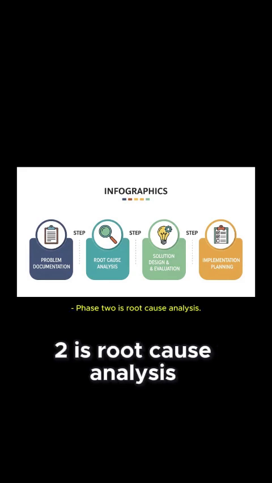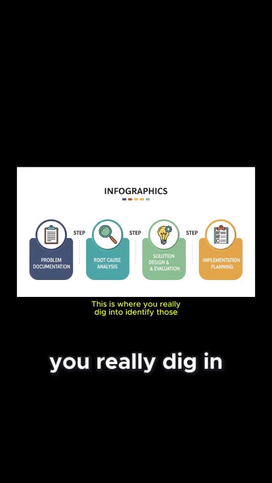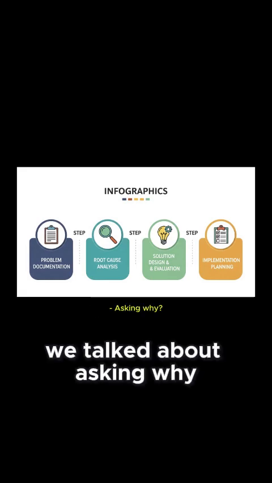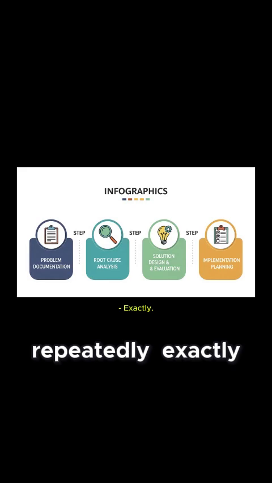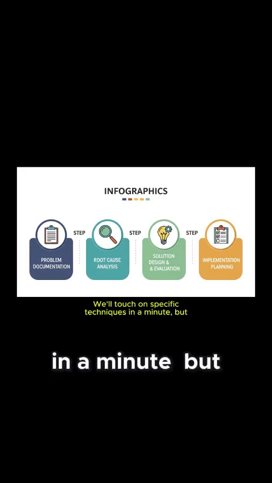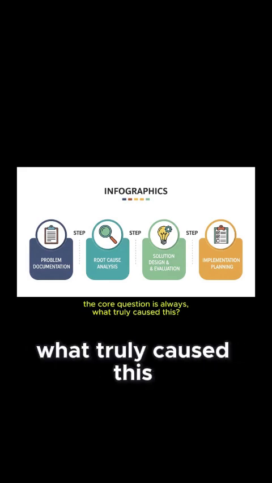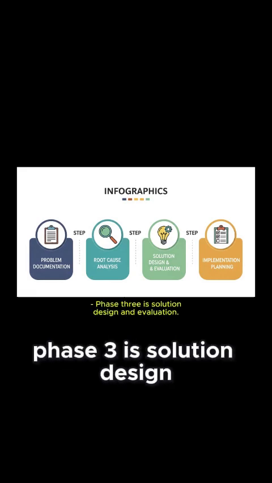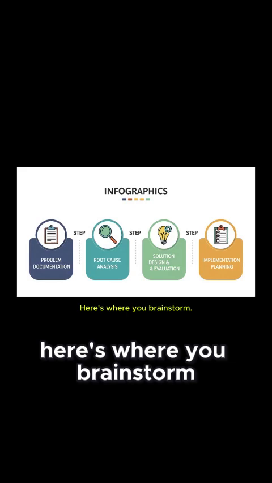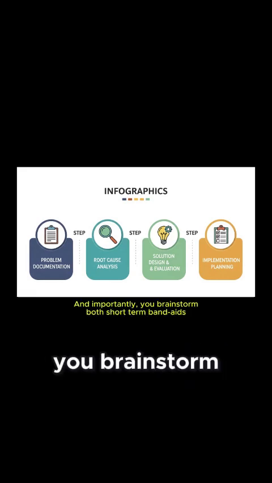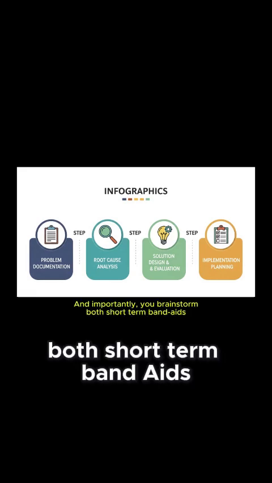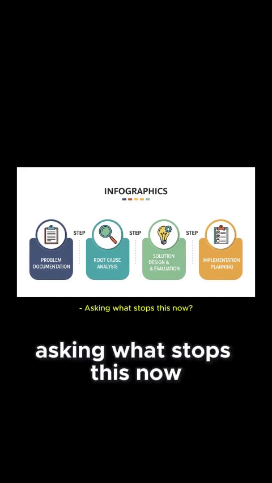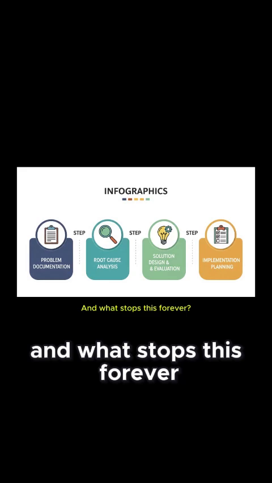Phase two is root cause analysis. This is where you really dig in to identify those underlying triggers and patterns we talked about. Asking why, repeatedly. Exactly. We'll touch on specific techniques in a minute, but the core question is always, what truly caused this? What patterns exist here? Then phase 3. Phase three is solution design and evaluation. Here's where you brainstorm, both short-term band-aids for immediate relief and the long-term systemic shifts. Asking what stops this now and what stops this forever.